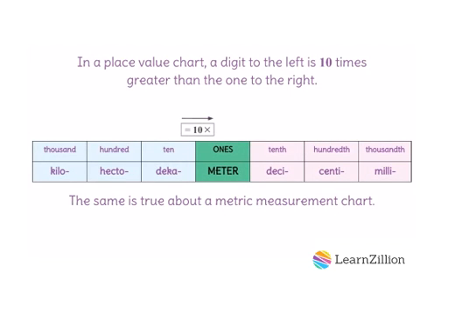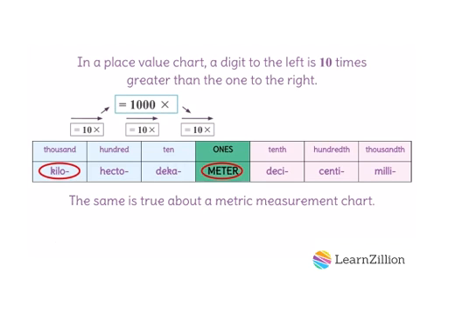A decameter is 10 times greater than a meter, the same way that a 10 is 10 times greater than a 1. A hectometer is 10 times greater than a decameter, the same way that 100 is 10 times greater than 10. And a kilometer is 10 times greater than a hectometer, the same way that 1,000 is 10 times greater than 100. A kilometer is 1,000 times greater than a meter because 10 times 10 times 10 equals 1,000.